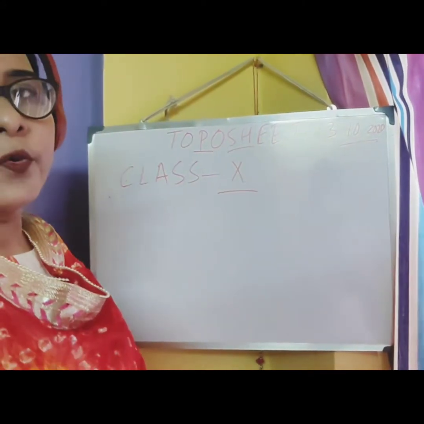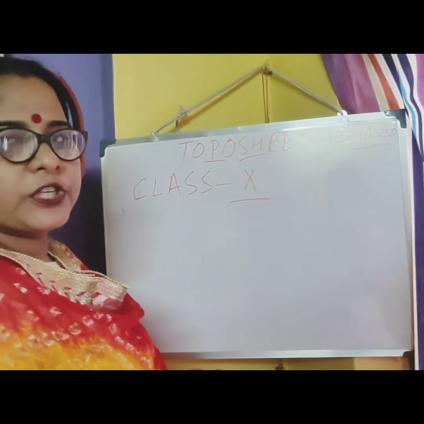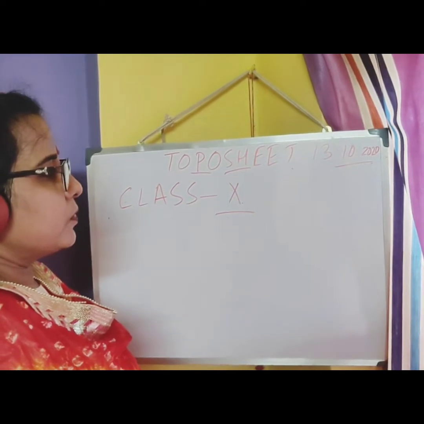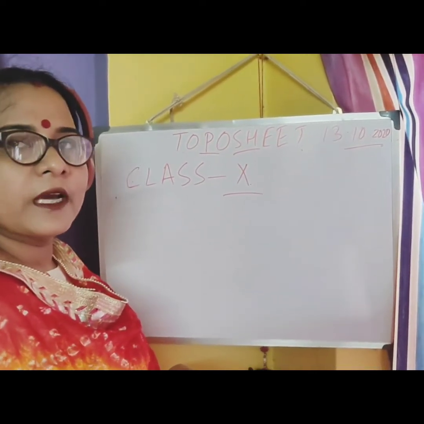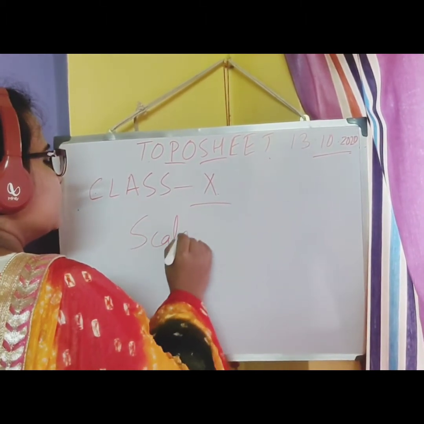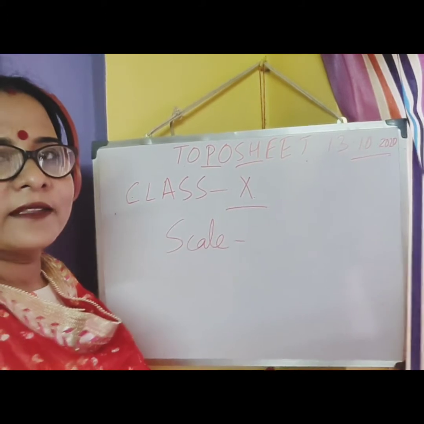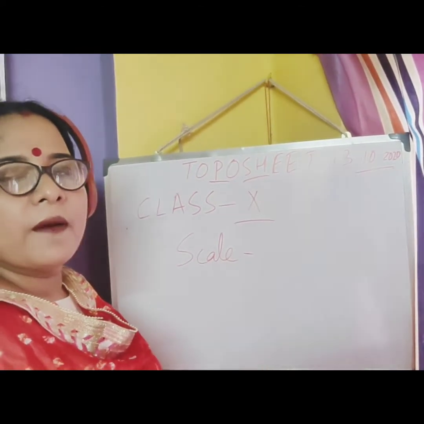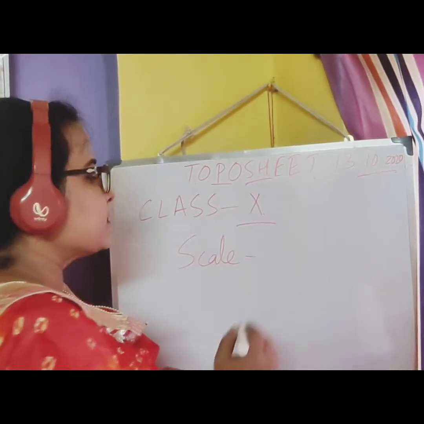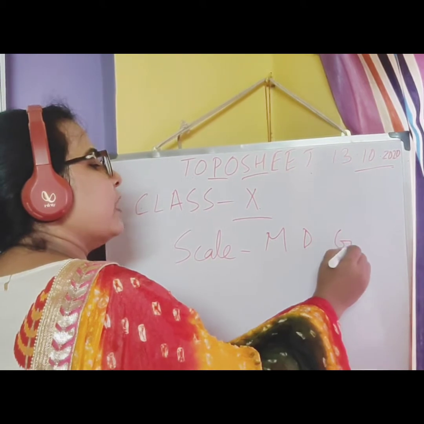Now, before we go into the description of the topo sheet, first and foremost, we have to know that the most important question that comes in the topo sheet is about the scale. So, whenever you are asked what is scale, you have to understand that it is a ratio between the map distance and the ground distance. So two things, one is the map distance and the other is the ground distance.